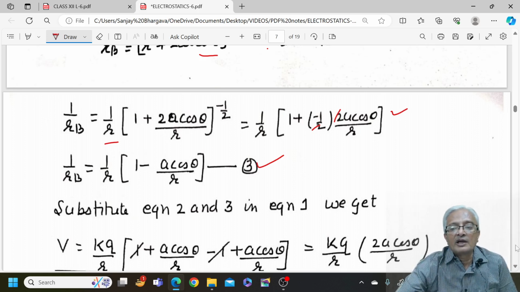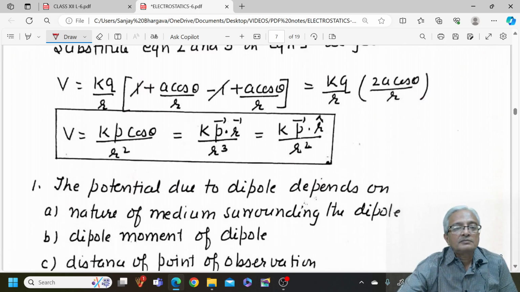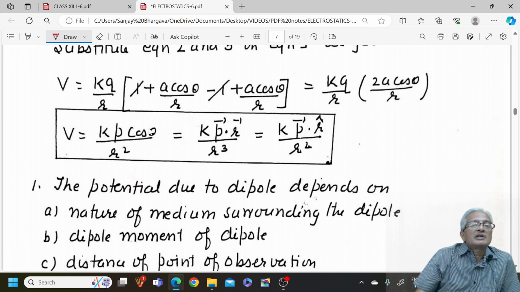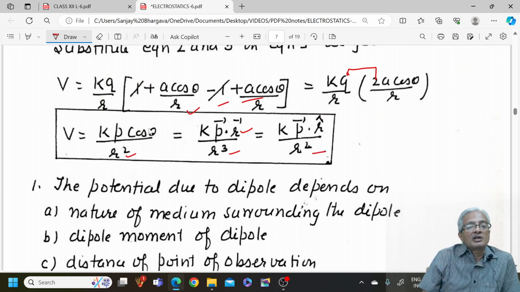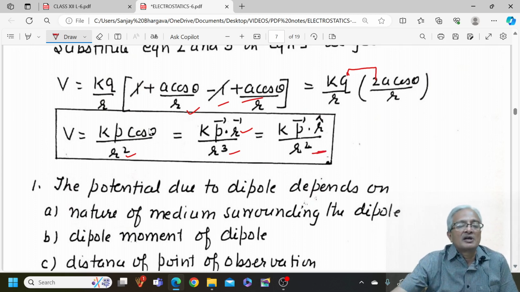So here what we get is KQ upon R into 1 plus A cos theta upon R minus 1 minus A cos theta upon R, which can be written as KQ upon R into 2A cos theta upon R, and what is Q into 2A called? The dipole moment. So I must be allowed to write it as KP cos theta upon R square. What is theta? Angle between P vector, that is dipole moment vector, and the position vector R. So KP cos theta can be written as KP vector dot R vector upon R cube, or it could be written as KP vector dot R cap upon R square. So these are the different ways of expressing the potential.